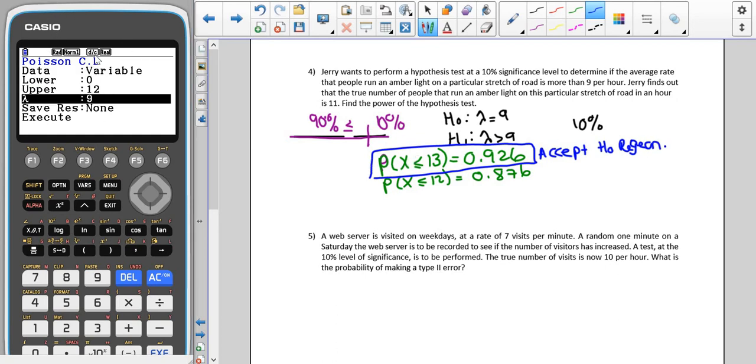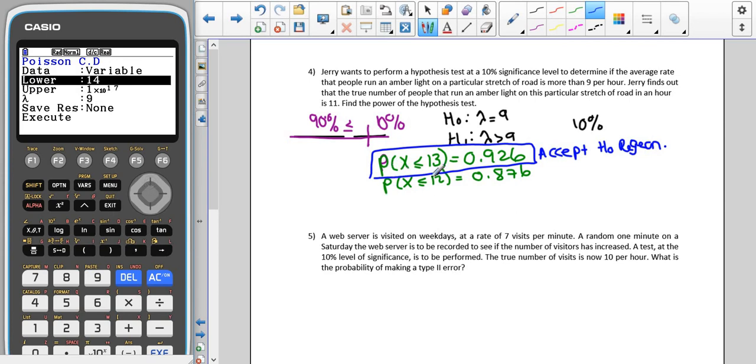If you have one of the new versions of the calculator, you can double check that. If less than or equal to 13 is going to be our accept H0 region, then that means 14 would be our lower, and 99999 in the upper. That gives us a probability that is less than 10%, so we would be rejecting H0. So greater than or equal to 14 is our reject H0 region, which is our critical region, which we have talked about previously.